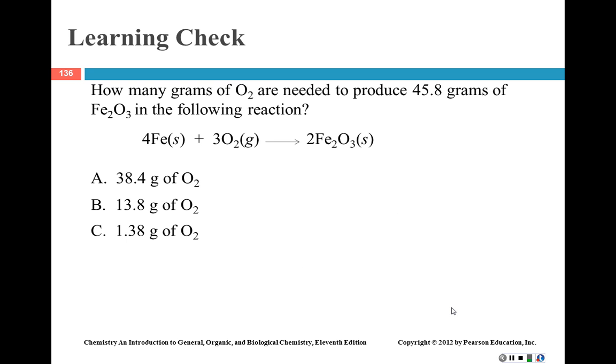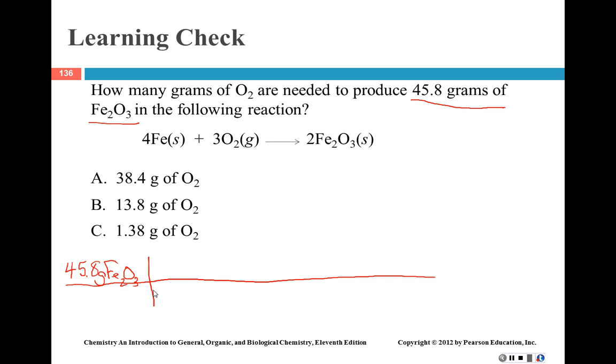Okay, how many grams of oxygen are needed to produce 45.8 grams of Fe2O3 in the following reaction? And it's already balanced for you. And so what I'm going to do is work this through with those 4 steps, but I'm going to do it all in one setup. And this is how I work these, because I can just cancel units out. So first, I know that what I have is 45.8 grams of Fe2O3, so I'm going to start with that: 45.8 grams of Fe2O3, and then I'm going to draw a line across here.